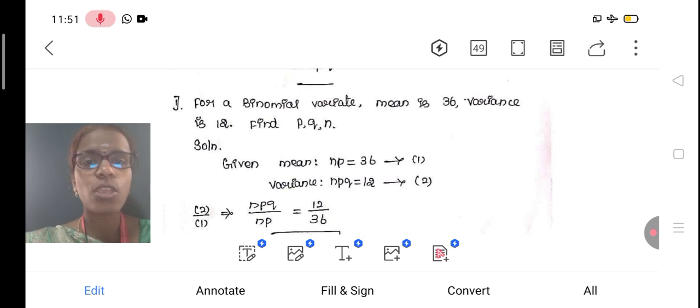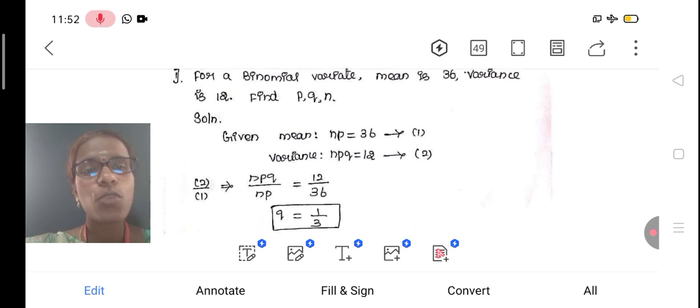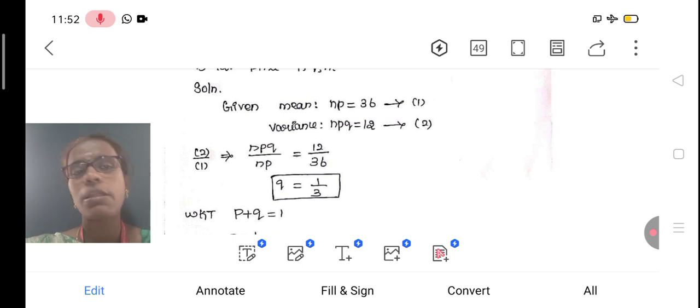You can mark these as equations 1 and 2. We need to solve the equations and find the constants. So we are going to divide 2 by 1. From this we are getting npq by np, which is 12 by 36. So from that we are getting q as 1 by 3.